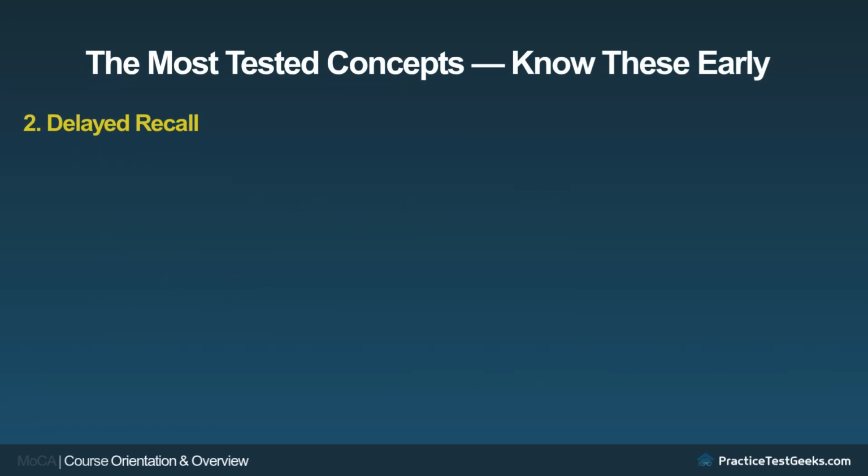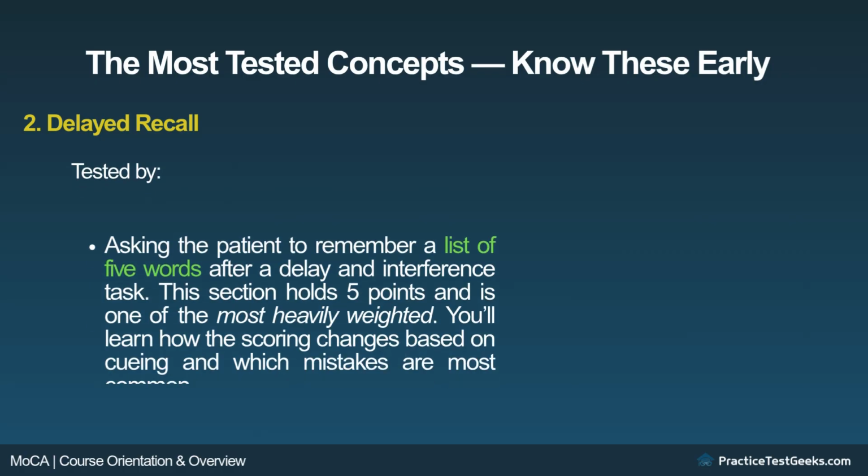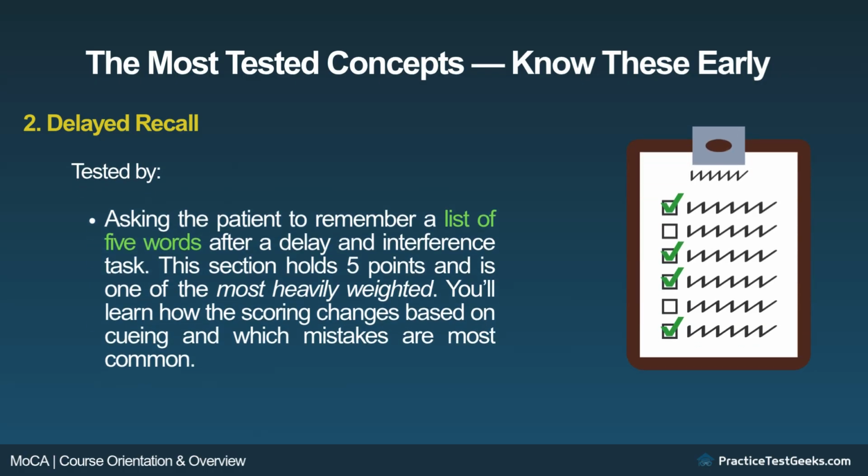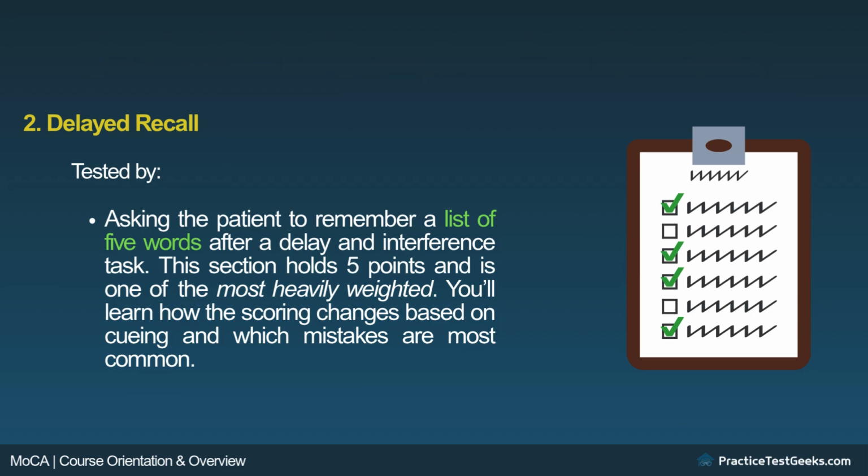2. Delayed recall. Tested by asking the patient to remember a list of 5 words after a delay and interference task. This section holds 5 points and is one of the most heavily weighted. You'll learn how the scoring changes based on cueing and which mistakes are most common.